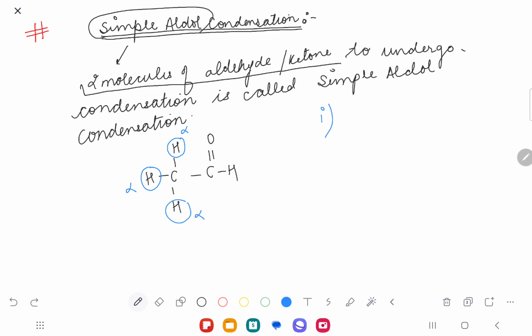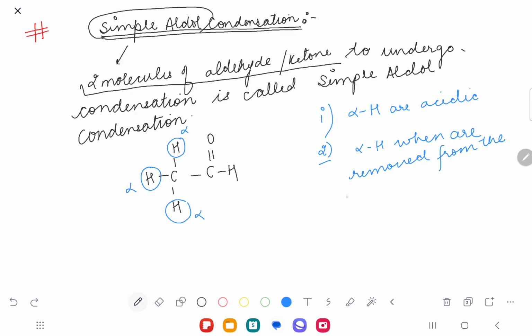Number one, a very important point, is that alpha hydrogens are acidic. Second point to understand is that when alpha hydrogens are removed from the molecule, they leave behind a carbanion. That's very, very important. So when we are talking about the alpha hydrogen, you will say that when they are removed from the molecule, they leave behind a carbanion.